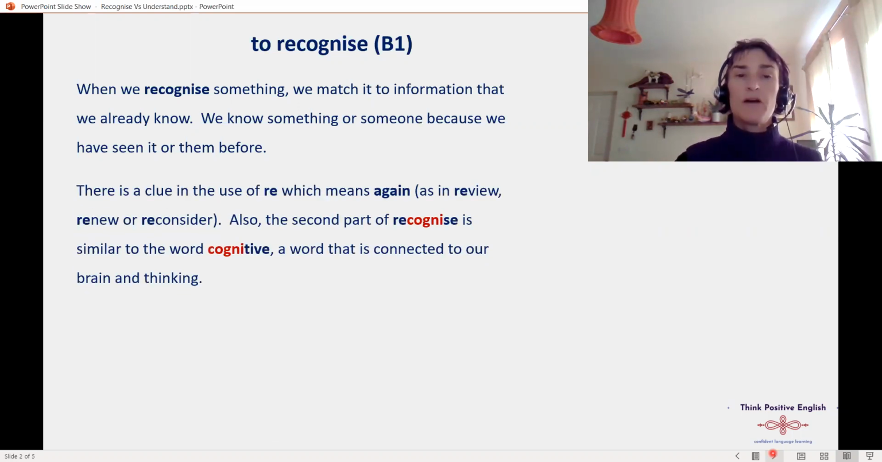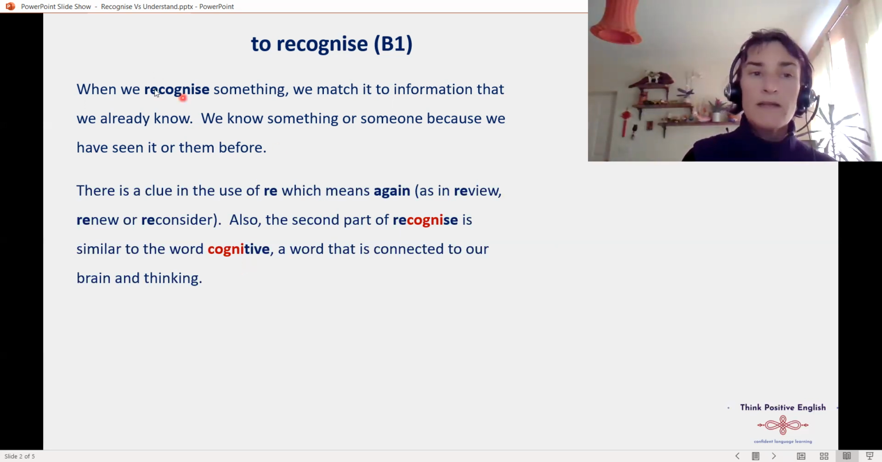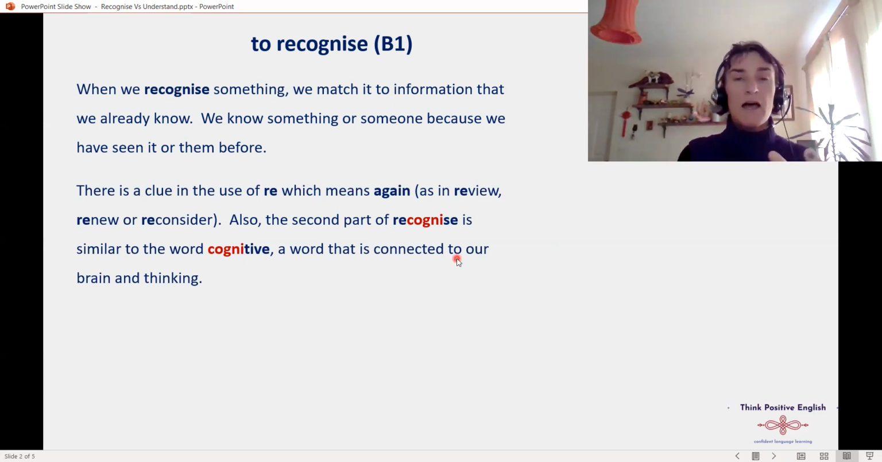So the structure of the word gives us a clue. We've got this, which means again: review, renew, reconsider. But the second part of this word, this bit in red, is very similar to this word cognitive. And cognitive things are all about our brain and our thinking. So this word recognize really means to think about something again. So it's this idea of connecting to information you already have.